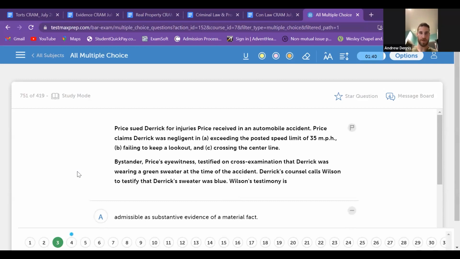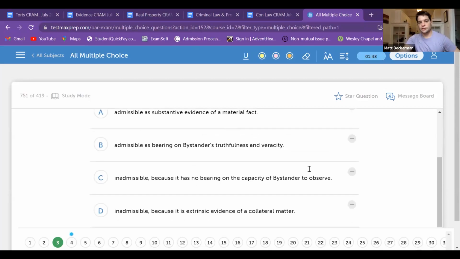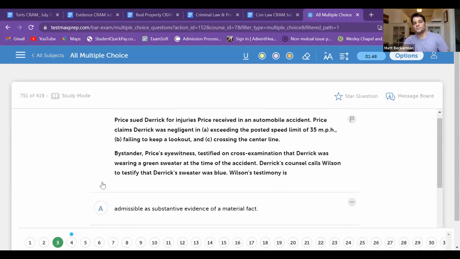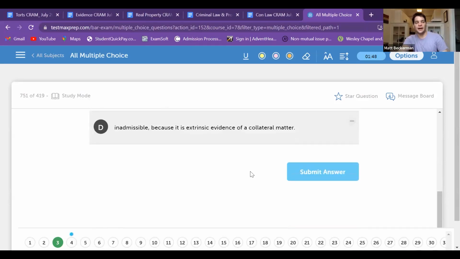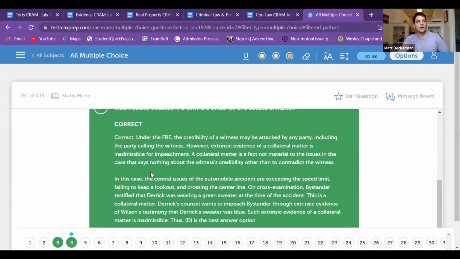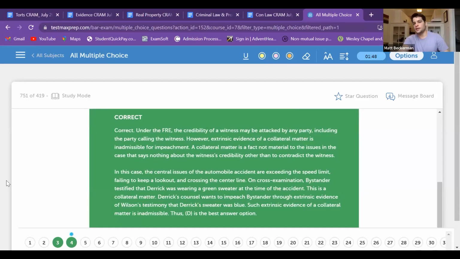All right. Can everyone see? So Matt, can you walk us through this one? So here, he was negligent or claimed to be negligent because, okay, now I forget why he was negligent. I put D because the negligence is about how fast he was going, whether he was actually looking at the road, whether he was crossing the median.